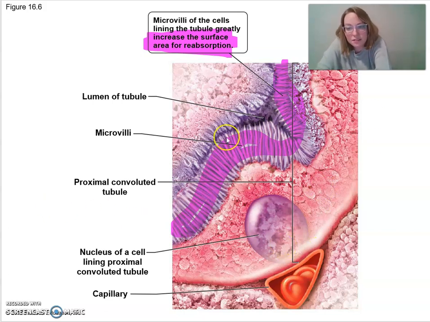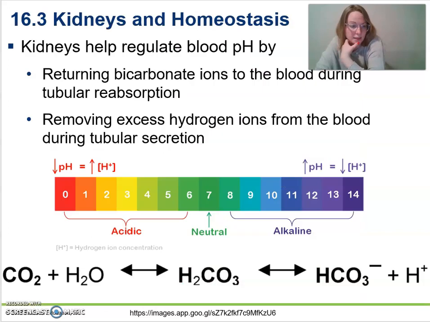And then you can see right outside the tube, you're going to have capillaries to pick up anything that comes out of the tube. And then to secrete through any waste you want to get rid of. Lovely. So that's how the nephron functions.